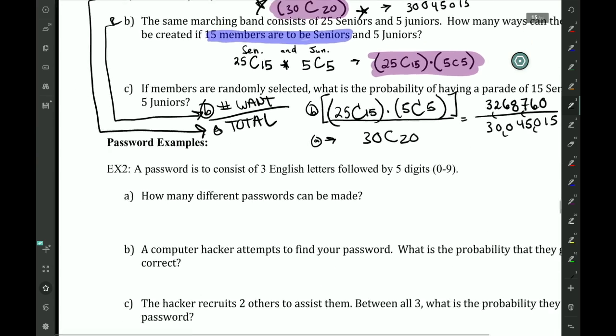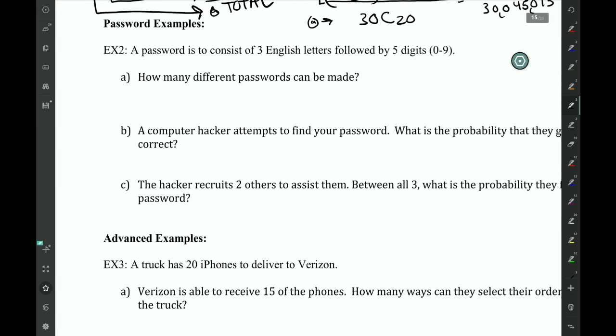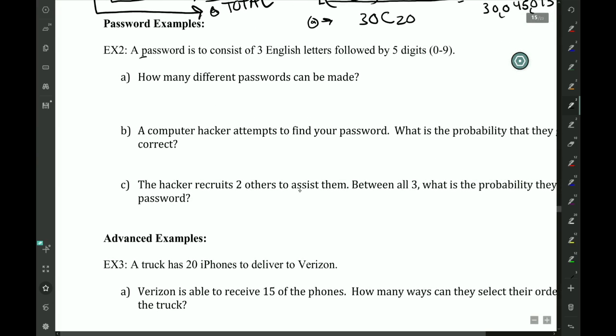A password consists of 3 English letters followed by 5 digits. With passwords, order matters, so we need to think of permutations, or counting. How many different passwords can be made?